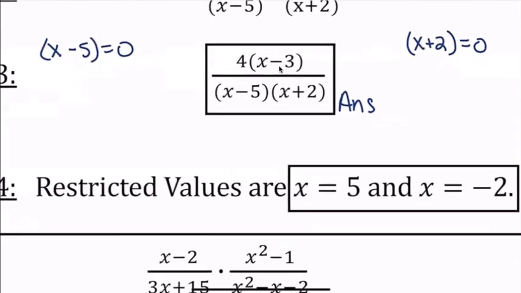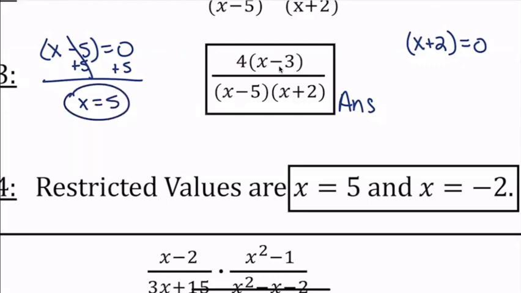So I have x minus 5. To move that 5, I would just do the opposite. So I'm just going to add 5 to both sides. You'll notice you get the same number with the opposite sign. That's going to happen every time.